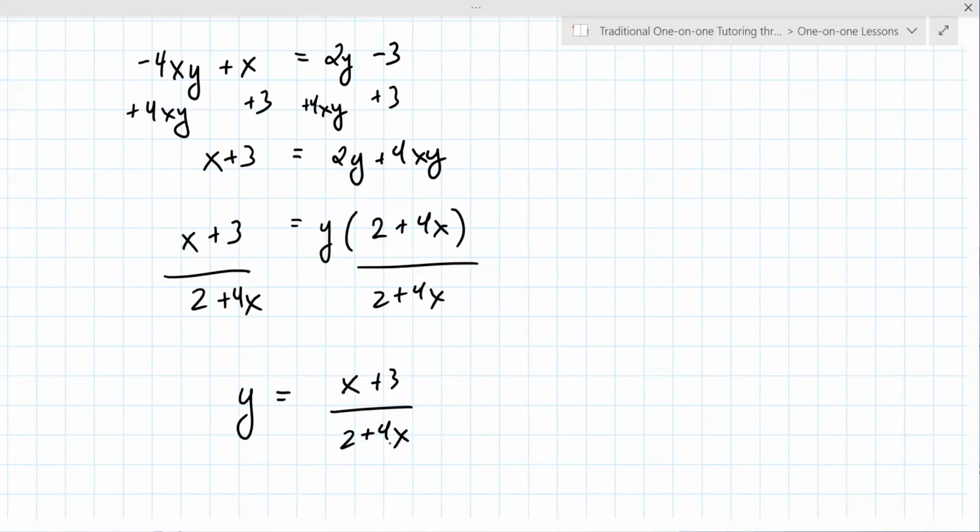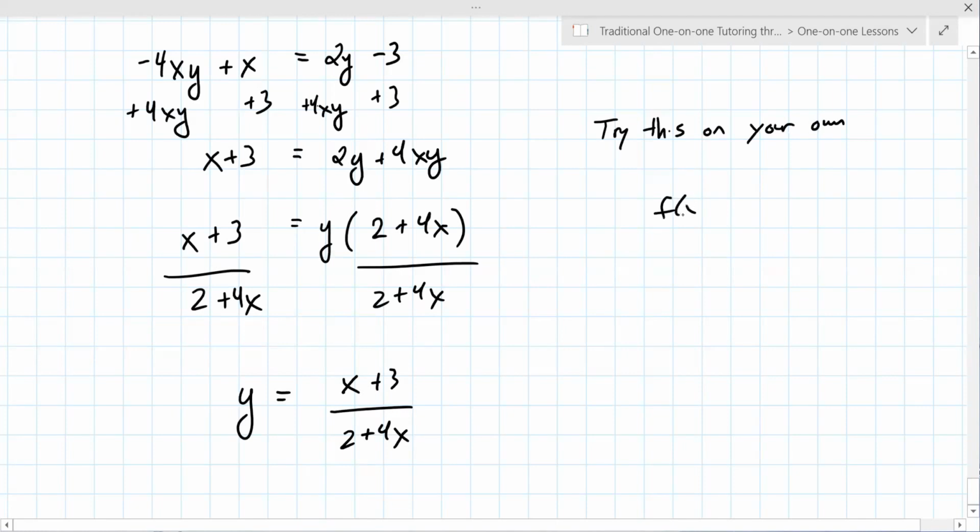Y equals 3 plus 1x over 4x plus 2. All right, so I'm going to add another one in here just in case you want to try something later. You're welcome to try this on your own later, but let's get back to the problem at hand.